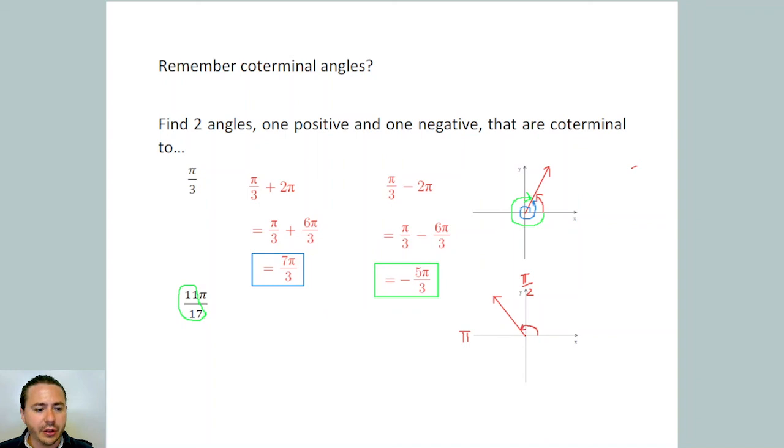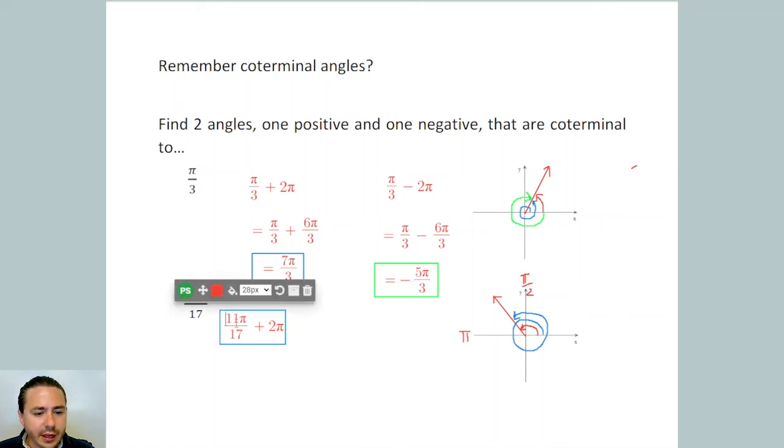And to find the coterminal angles, I'm going to do the same thing that I did with the pi over 3. Okay, so what I'm going to do here is add 2 pi. So we've got 11 pi over 17 plus 2 pi. Here's 11 pi over 17, plus a whole revolution is going to put me here. So that'll give me another angle which has the same terminal side.